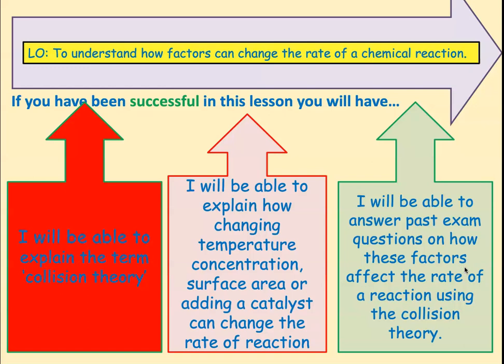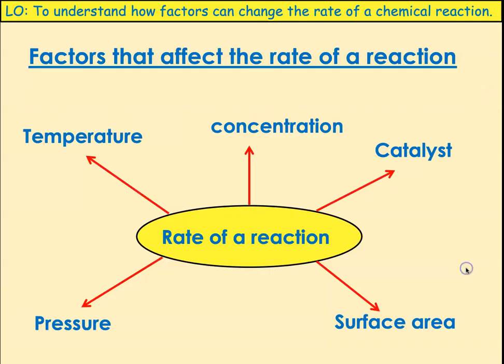Okay, so that's our first success criteria. Now we're going to look at how and what will change the rate of a reaction. Those things are temperature, concentration, surface area, and adding a catalyst. So these are the 5 factors that affect a rate of reaction: temperature, concentration of solutions, using a catalyst, the surface area. By that we mean what size of lumps we're using or whether we're using powder, and pressure if we're using a gas.